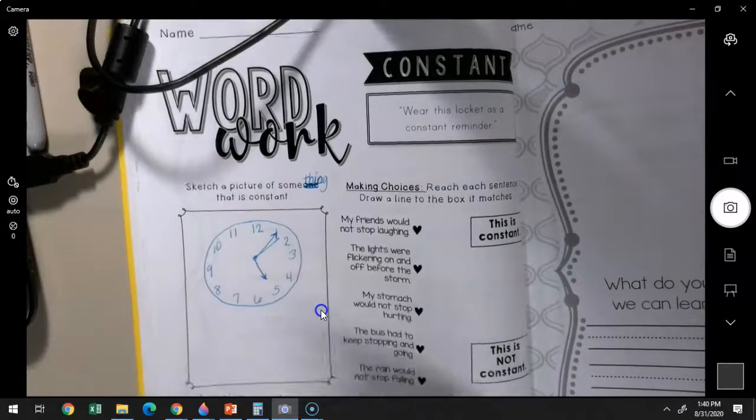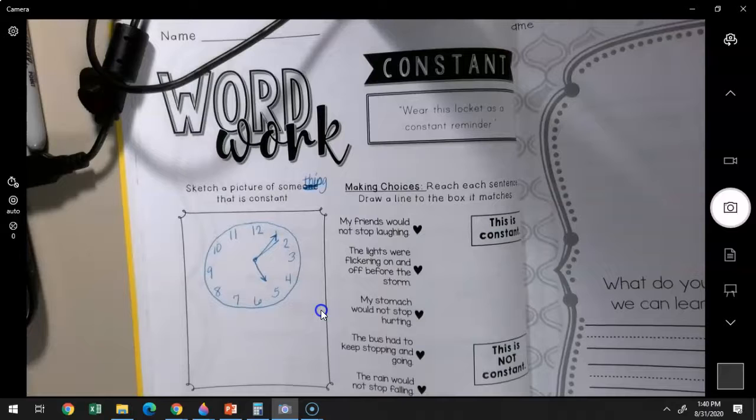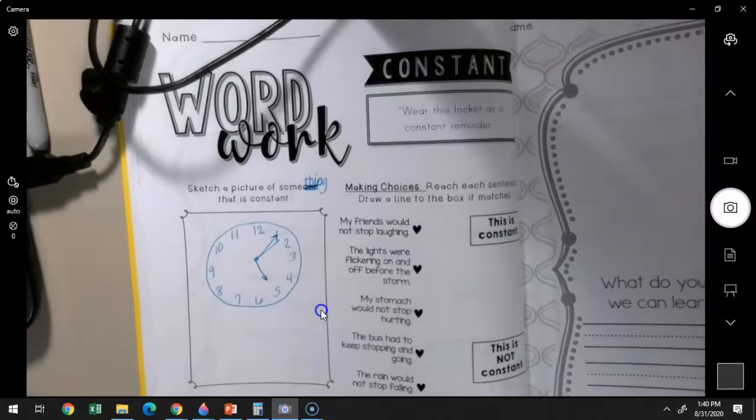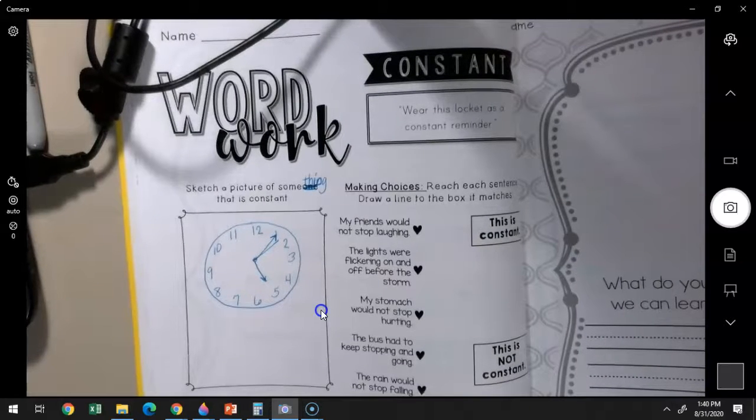Maybe you did something else. Maybe your dog barks constantly. Or maybe your mom drives fast, and that's constant. It always happens over and over again. Or maybe your baby brother cries every morning and nonstop, and that's constant.